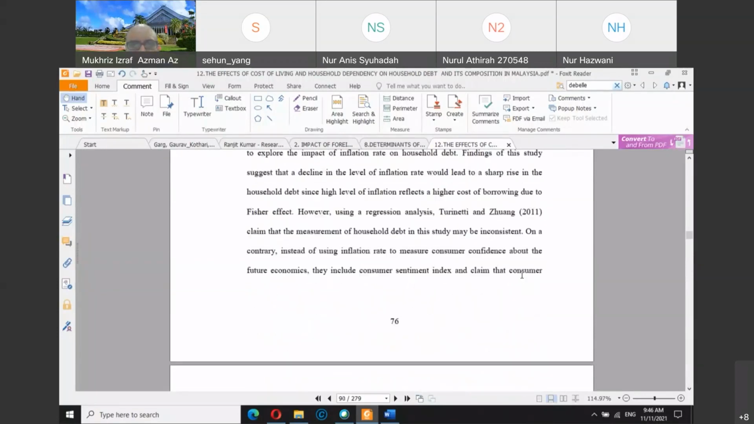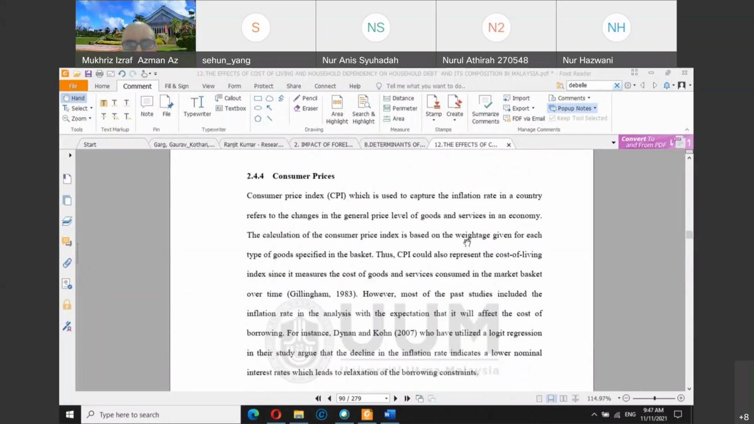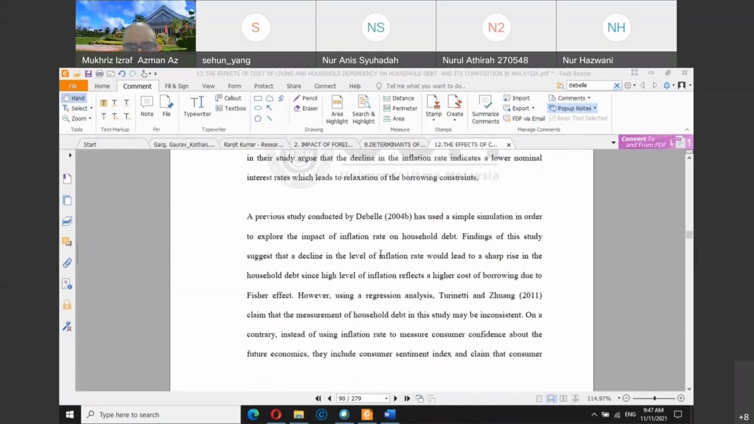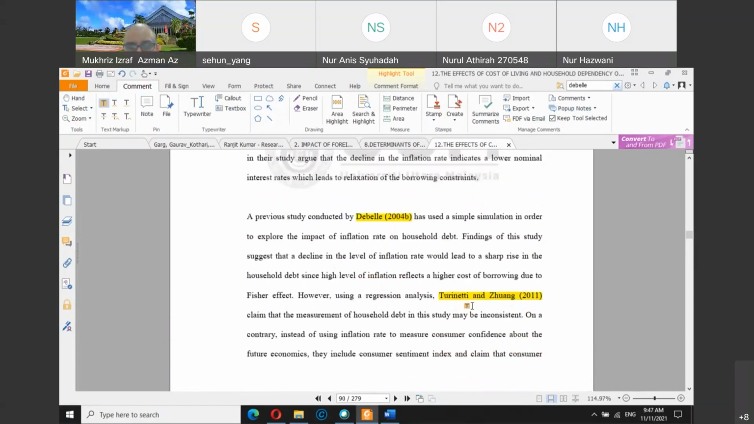Okay, so if you look at this particular chapter, consumer prices. This is one of the variables which I think is relevant to the cost of living, inflation. You can see that in this particular paragraph, the student uses DBEL 2004, and also Turineti and Chuang 2011. So in this one paragraph, there are 2 articles.